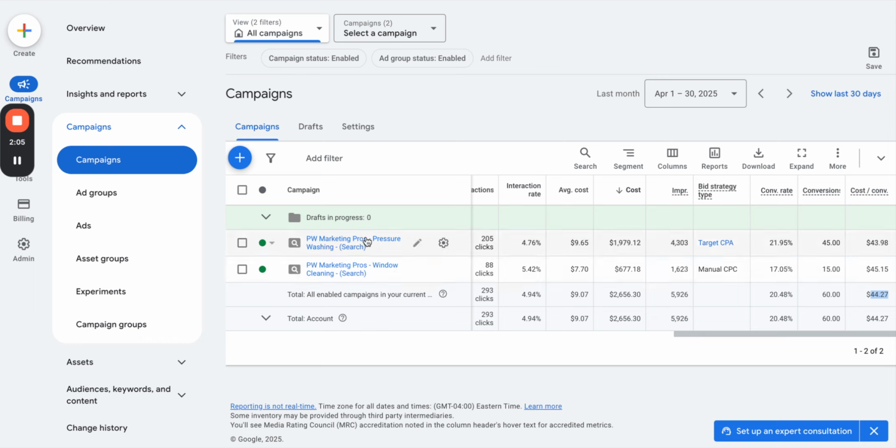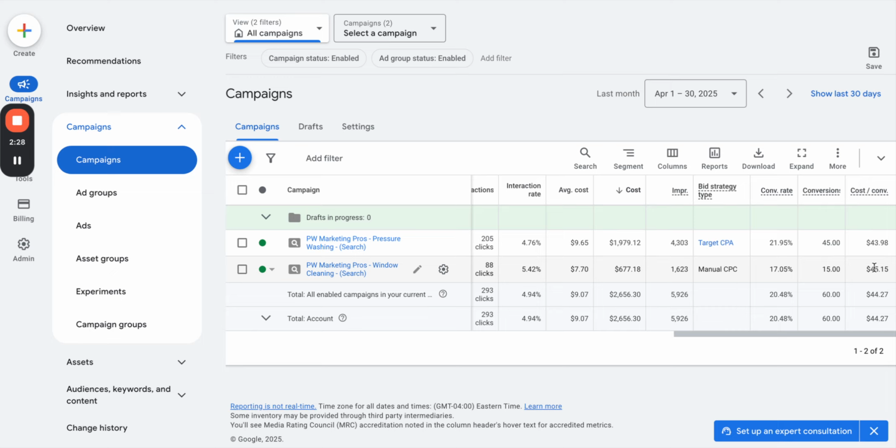This client is running pressure washing and window cleaning. For the pressure washing campaign specifically, they spent $1,900, and they got 45 leads at basically $44 a pop. For window cleaning during this time frame, they spent $677, got 15 leads, and got $45 per lead, giving an overall of 60 leads at $44.